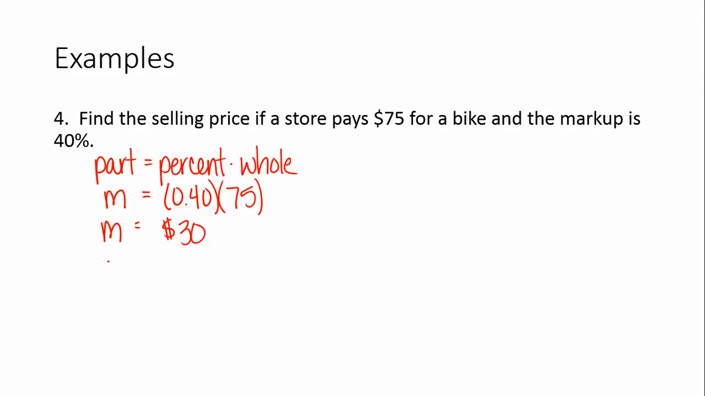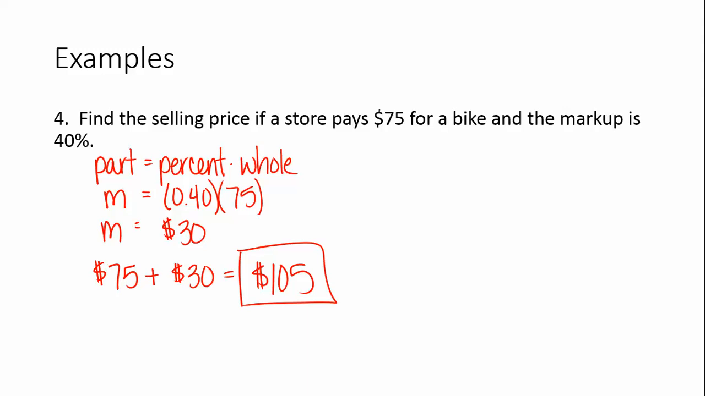And now we want to take the amount that the store paid for the bike plus the markup amount to get the selling price, which is going to be $105. So the store would sell the bike for $105 and make $30.